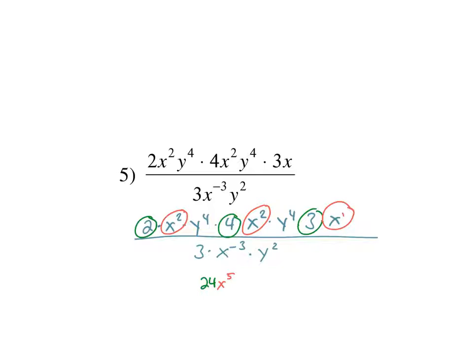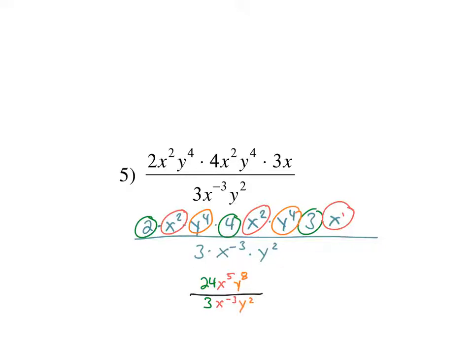And then, let me get a different color going on here. All of our y's. Y to the power of 4, y to the power of 4 gives me y to the power of 8. So we've dealt with the top. Now let's deal with the bottom. So again, my whole number is 3. There's my 3, my x to the negative 3, and my y squared.